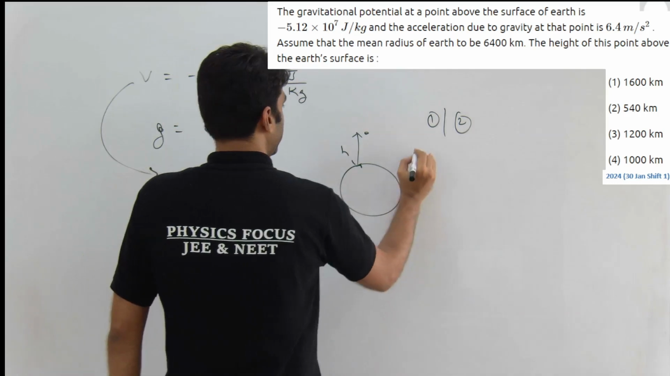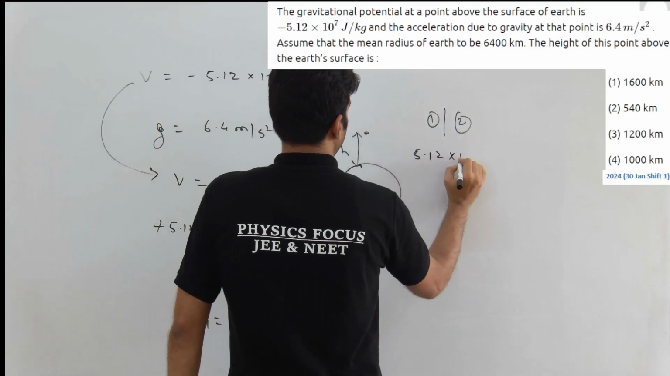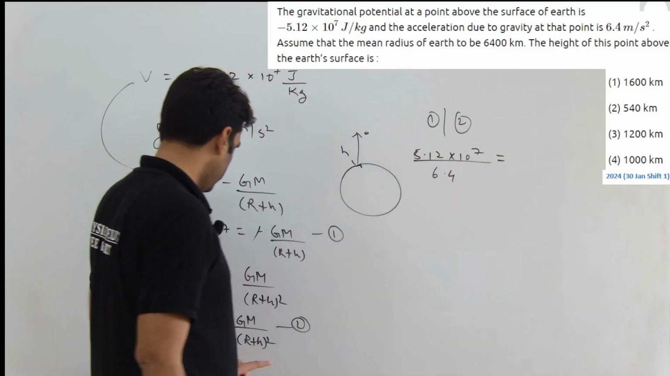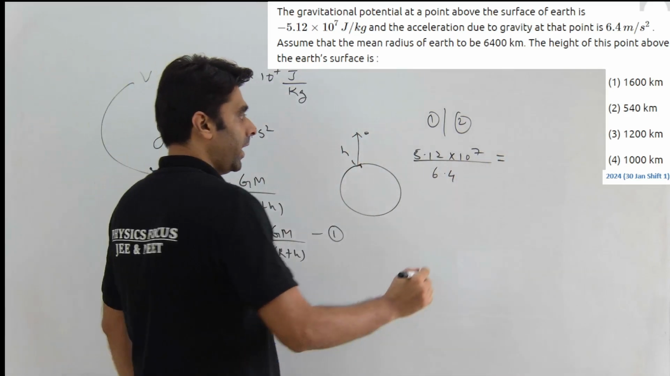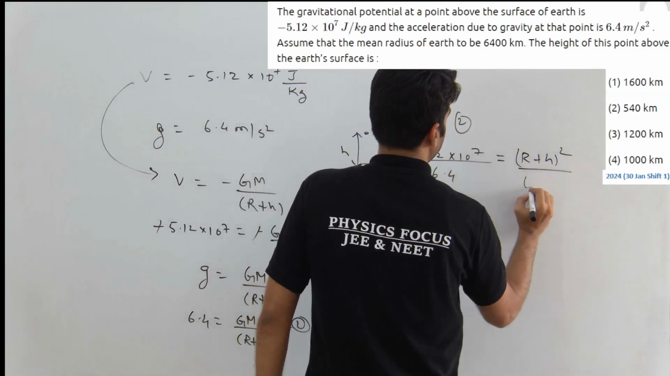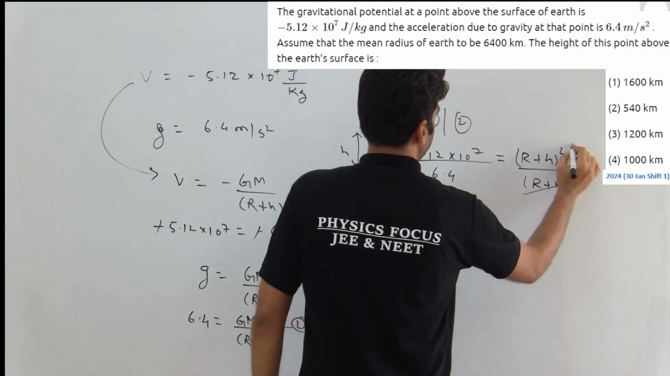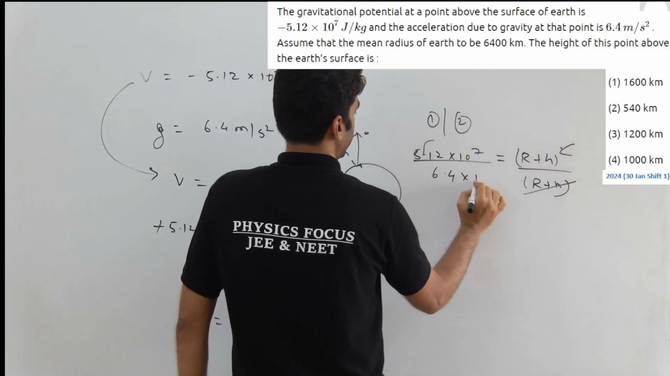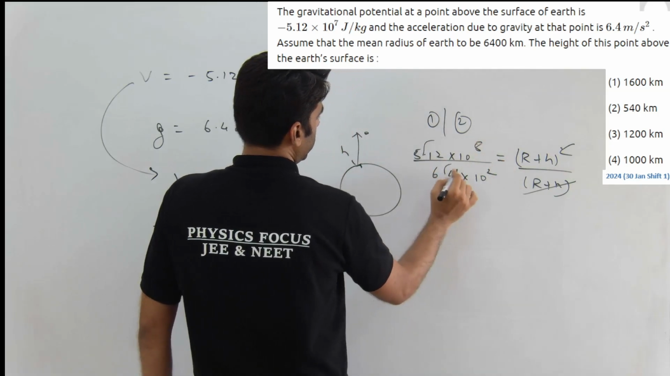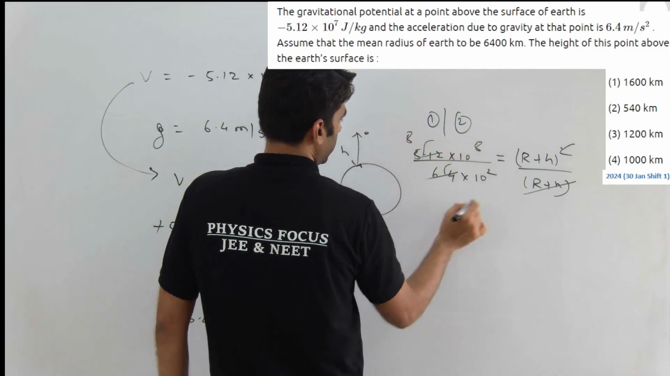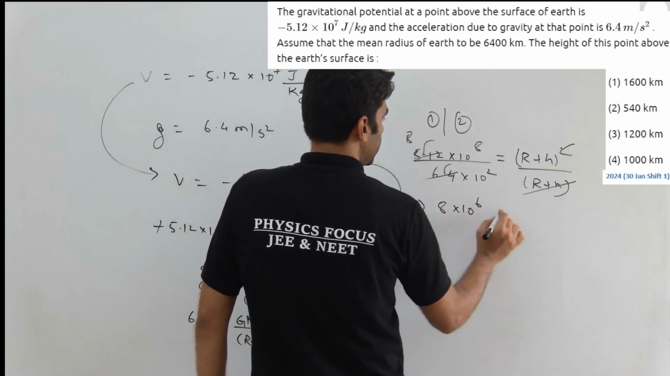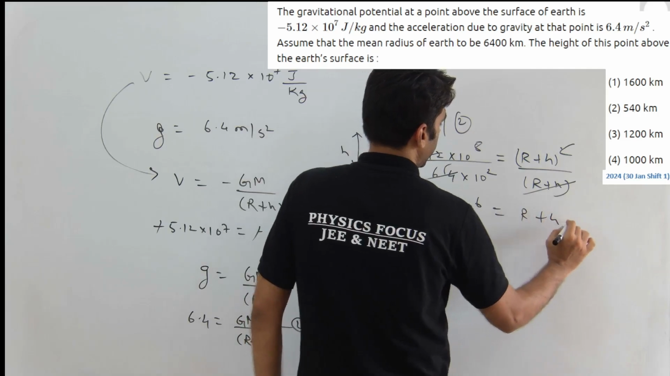So if we do 1 by 2, we'll have 5.12 into 10 power 7 divided by 6.4 is equal to (R plus h) whole square by (R plus h). (R plus h) whole square by (R plus h) cancels out. We have over here 10 power 8 by 64, so we have 8 times, 8 into 10 power 6 is equal to R plus h, right?